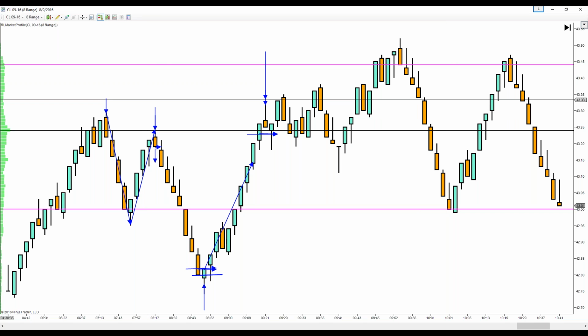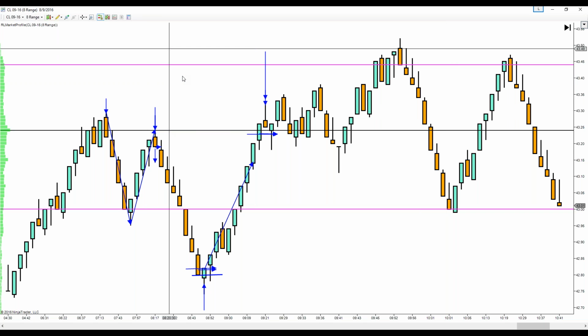So now let me move to the next indicator. And the next indicator is extremely unique.